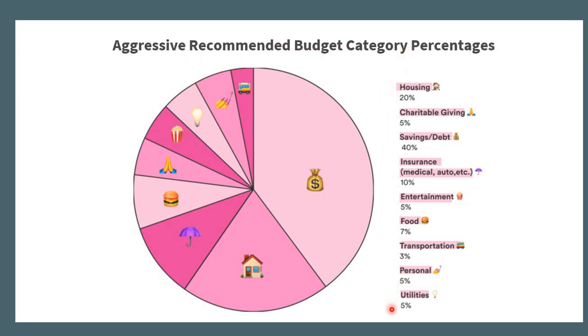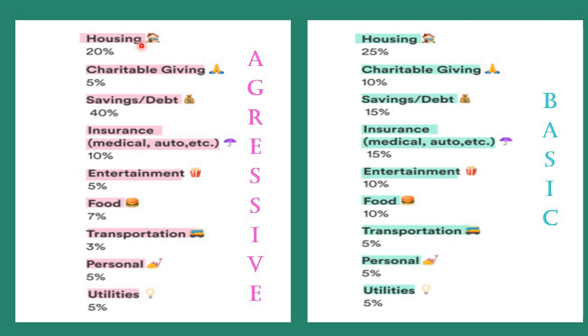And we've got the same list, but we've got different numbers. So now let's compare those side by side so we can look at them. Housing. I'm going to spend a little bit less if I'm being aggressive than I would if I'm being basic. Same with charitable giving. Look at this big disparity.